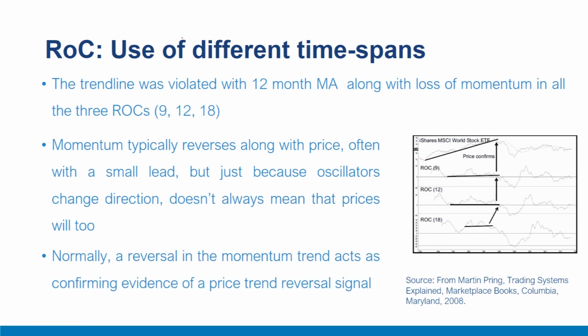So basically, the trend line was violated, that is one evidence, and loss of momentum in all the ROCs is another indicator. So this is a good signal that the price has now lost its momentum and there may be a reversal in the trend.